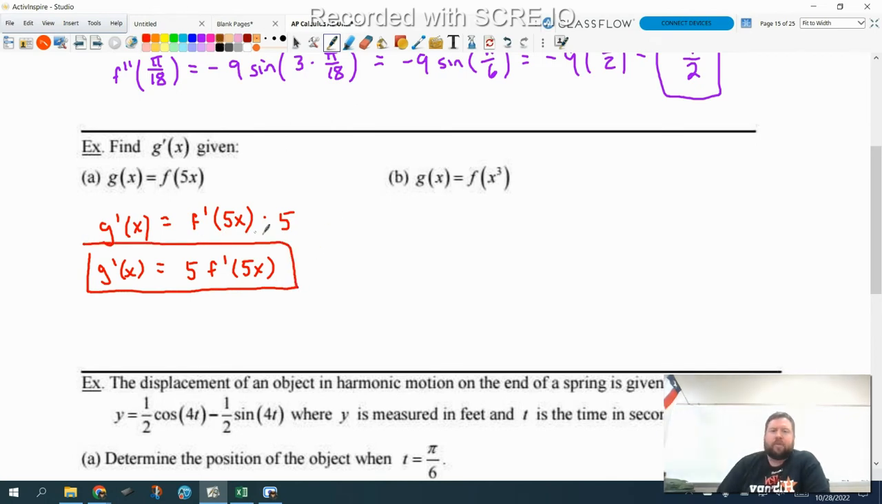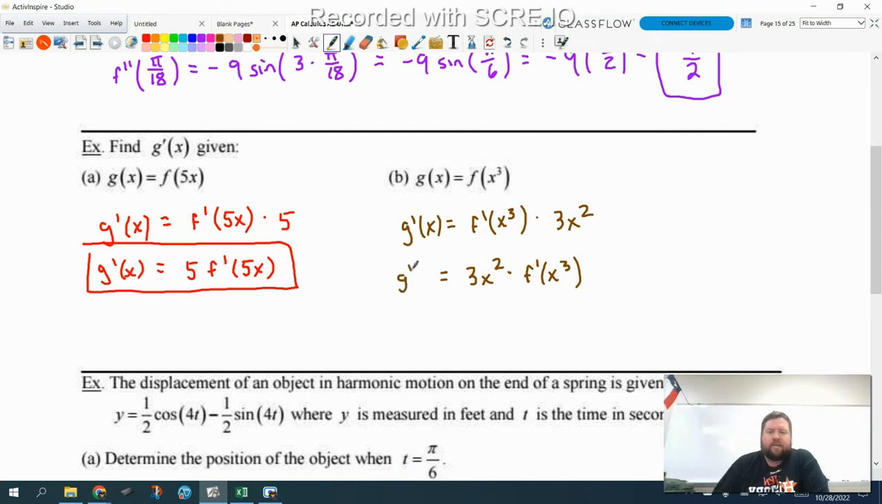All right, part B. Give it a try on your own. Unpause the video, come back, see how you did. Okay, so we get g prime of x is equal to f prime of x cubed multiplied by 3x squared, or 3x squared times f prime of x cubed. Again, the rewriting is not required. I just think it looks better in that order.